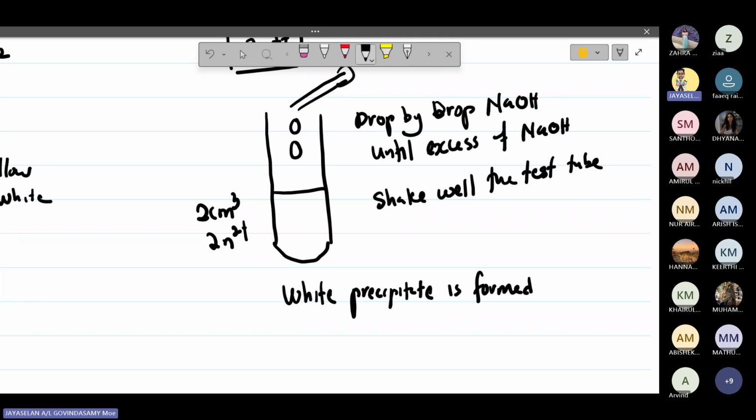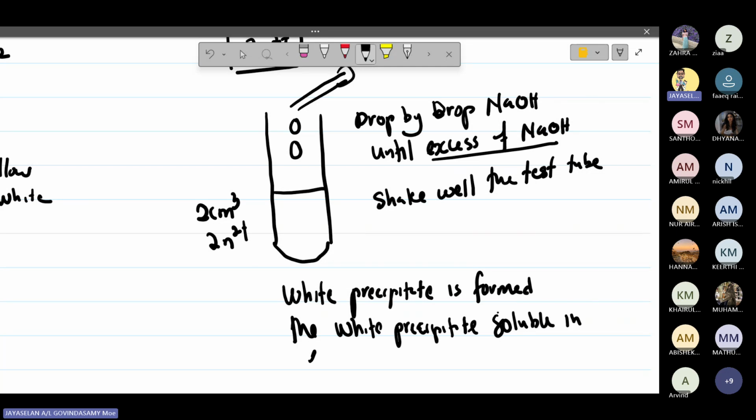1 markah. When you add excess, the white precipitate dissolve, or you can put soluble in excess of sodium hydroxide. Finish. You already score 5 marks.